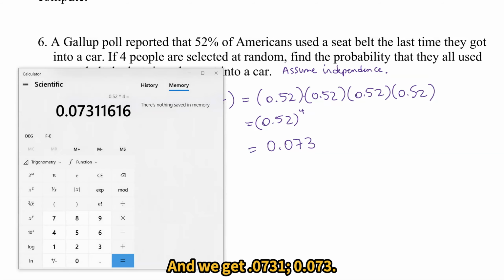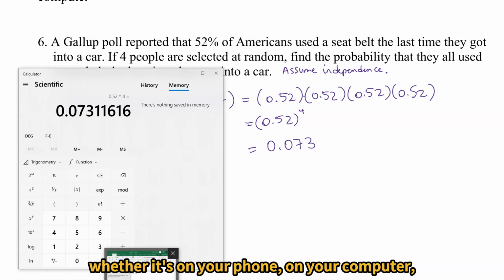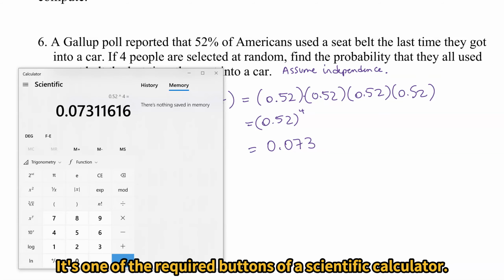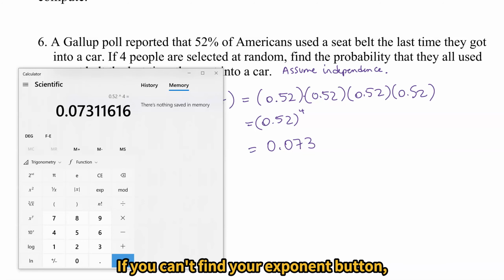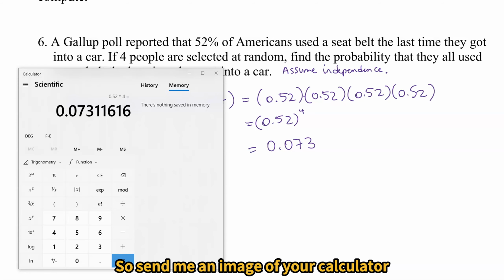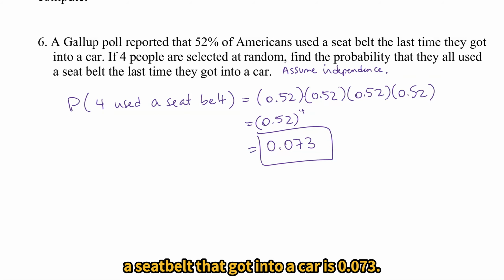Now when you're looking at your scientific calculator, whether it's on your phone, on your computer, or an actual calculator, you will have an exponent button. That's one of the required buttons of a scientific calculator. So see if you can find it. If you can't find your exponent button, you can always send me an image of your calculator and I'll help you locate it. And there we have the probability that all 4 used a seatbelt the last time they got into a car is 0.073.